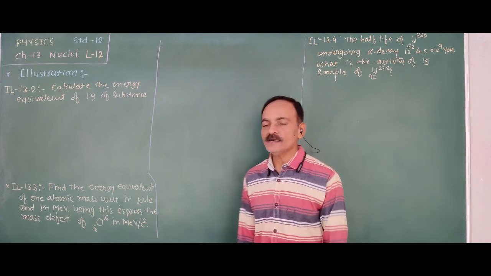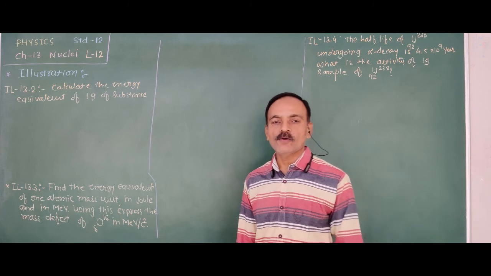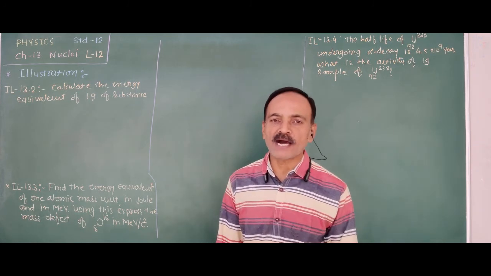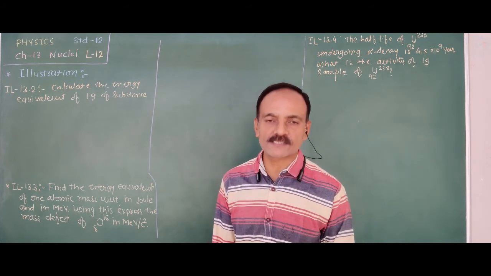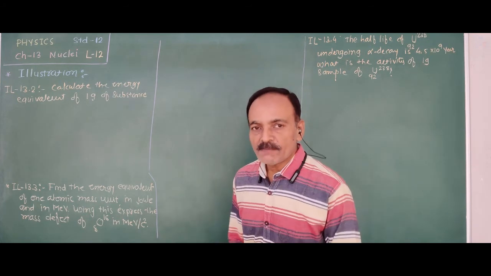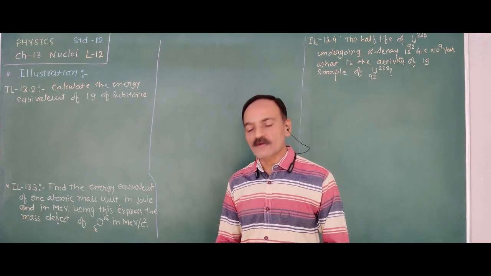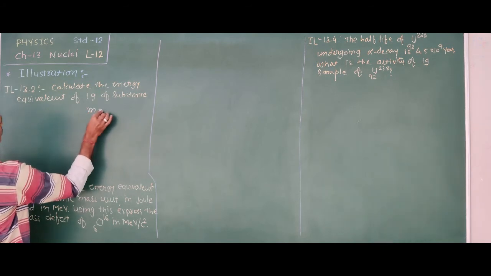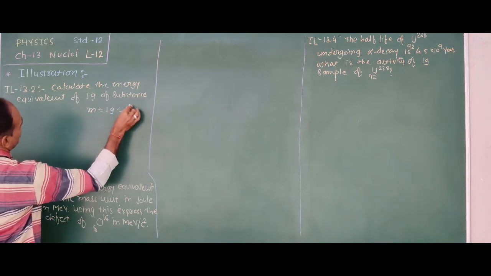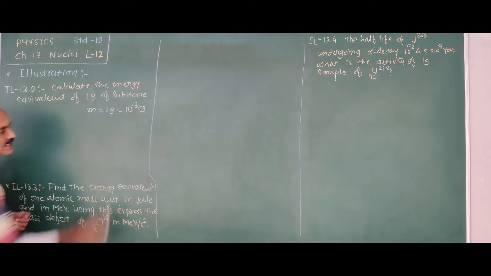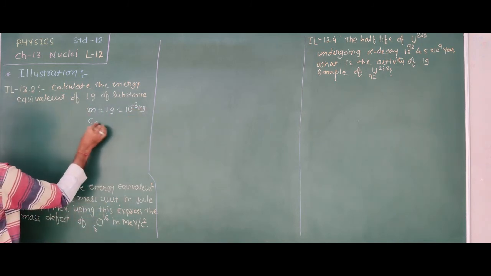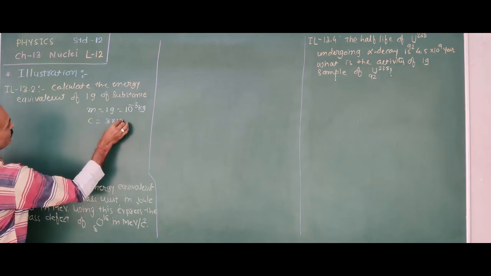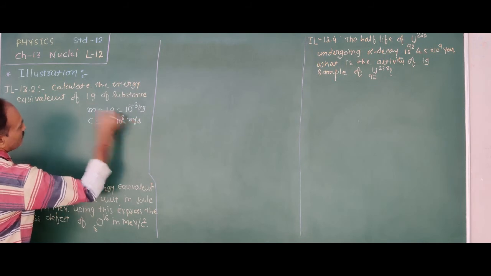We have to find the energy equivalent of 1 gram of substance. We know the relation between mass and energy: E is equal to mc squared. Here the mass of the substance is given, m is equal to 1 gram, which is 10 raised to minus 3 kg. c is the velocity of light in vacuum, therefore c is equal to 3 into 10 raised to 8 meters per second.